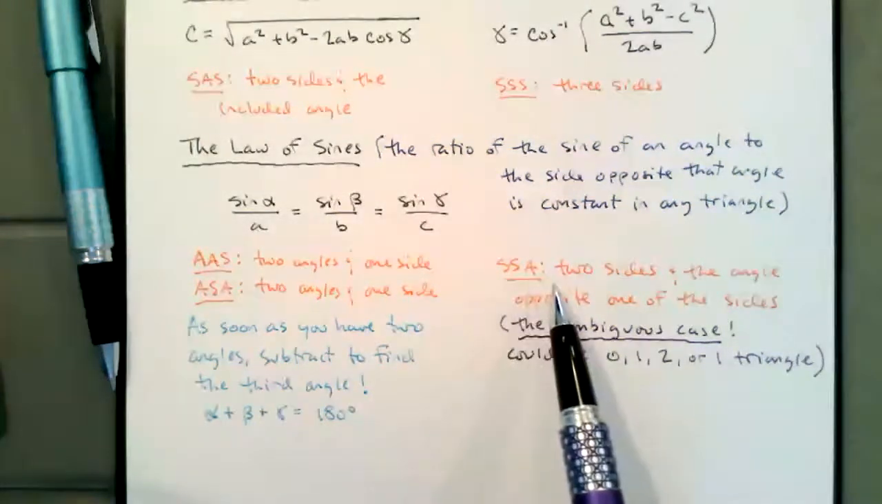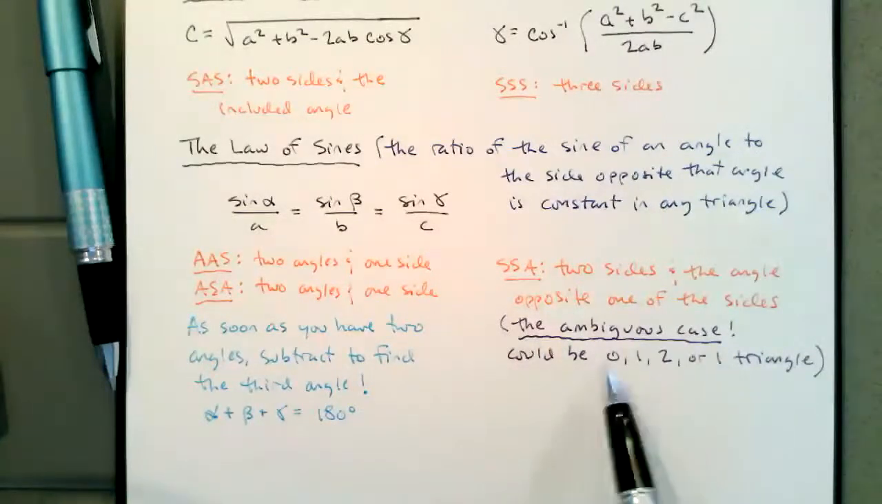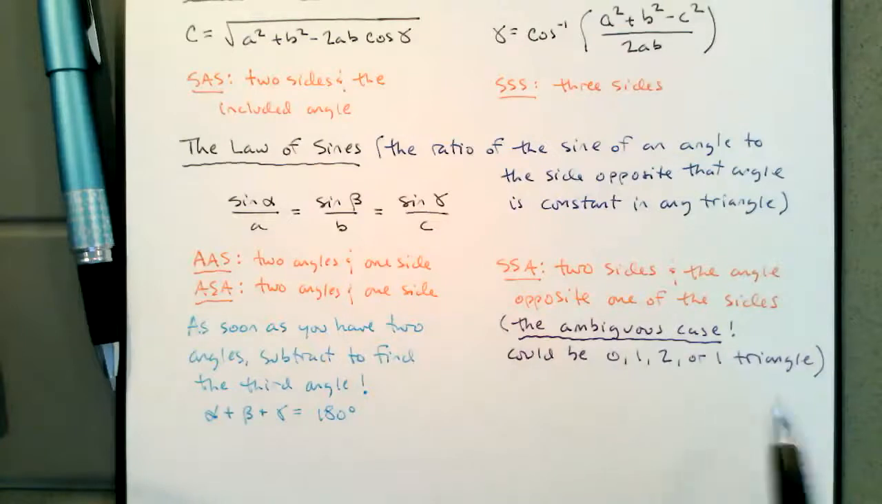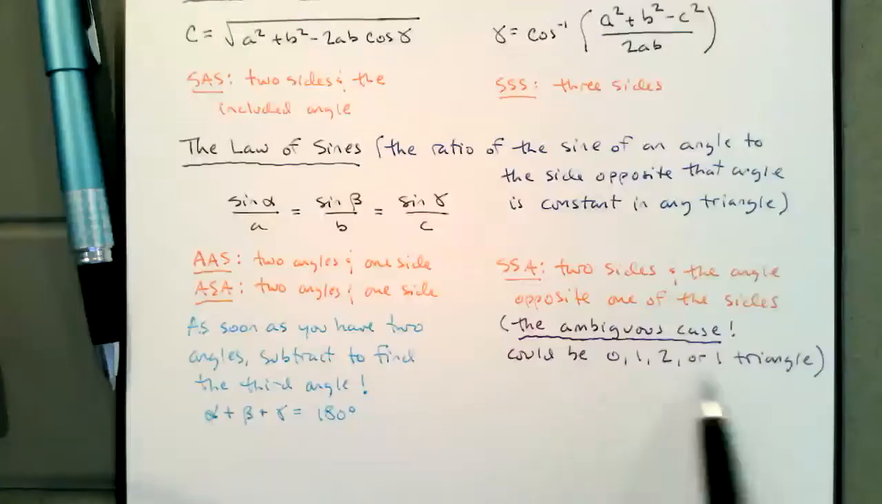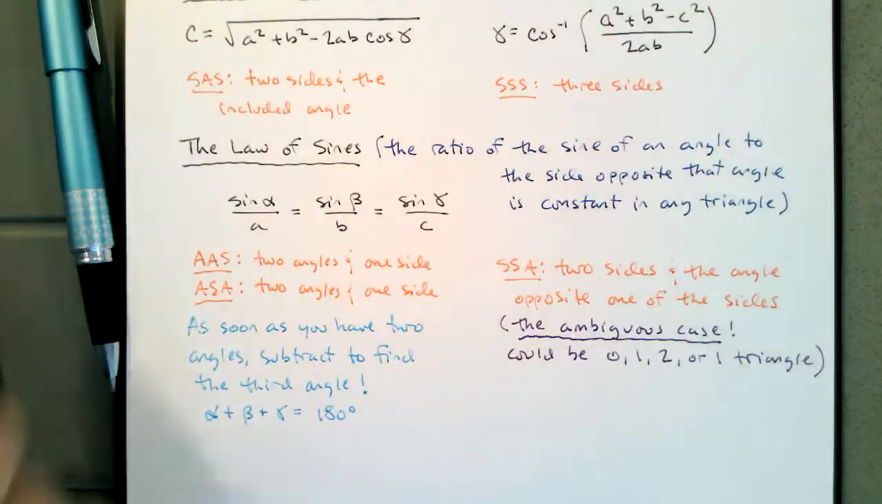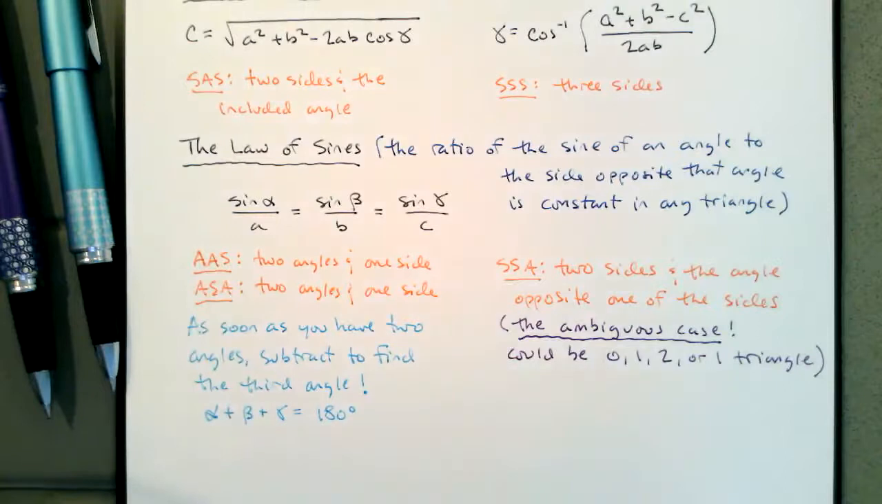When we get to side-side-angle, we want to recognize this is the ambiguous case. That means we could have 0, 1, 2, or 1 triangles. I know I listed 1 twice because there are two ways that we could end up with 1 triangle. If we have two sides and the angle opposite one of those sides, we could end up with no triangles, we could end up with 2 triangles, and there are 2 different ways that we could end up with 1 triangle. This one in the middle is very specific. This one is more general. So that's an overview of the law of sines. Let's take a look at an example.